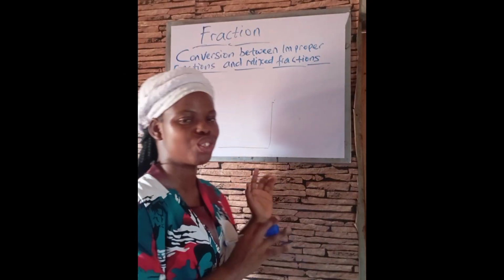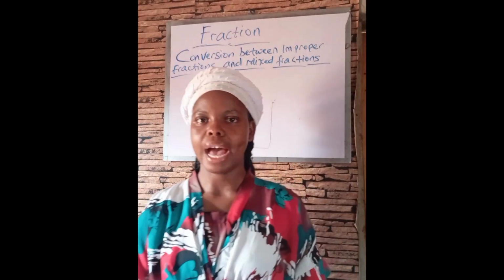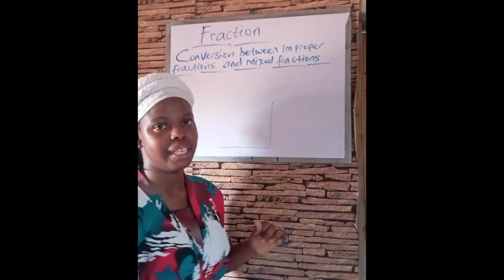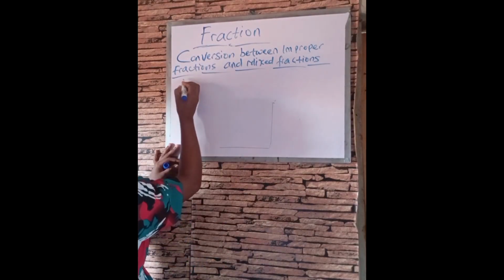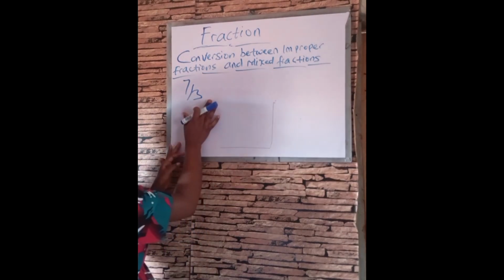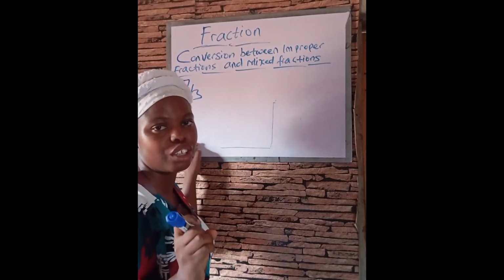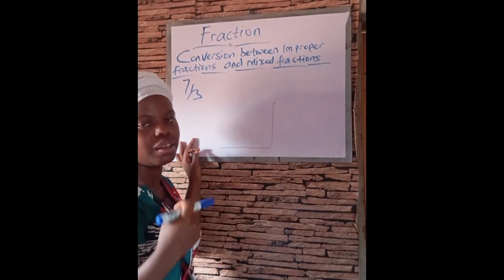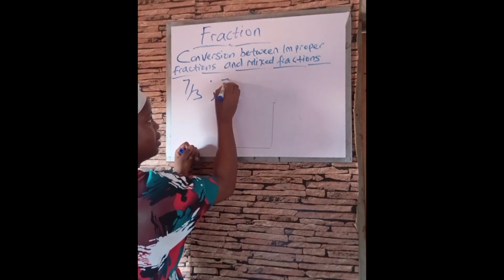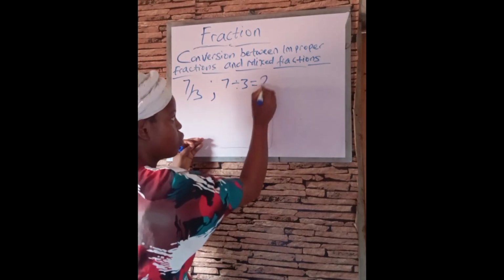So next, we are going to discuss how to convert from improper fraction to mixed fraction, and from mixed fraction to improper fraction. So let's take for an example this improper fraction, 7/3. This is an improper fraction, and we want to convert it to a mixed fraction. Remember I said that for a mixed fraction, we have a whole number, then a proper fraction. So the first thing to do is you divide 7 by 3. 7 divided by 3 will give you 2, remainder 1.